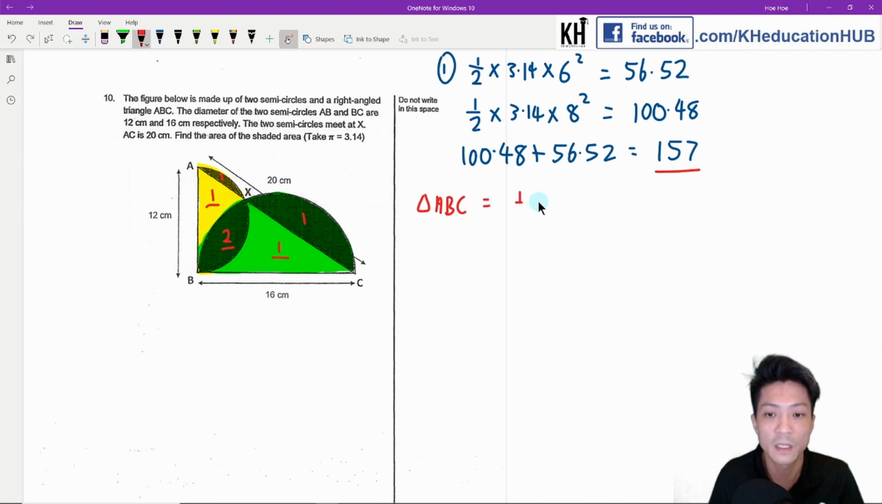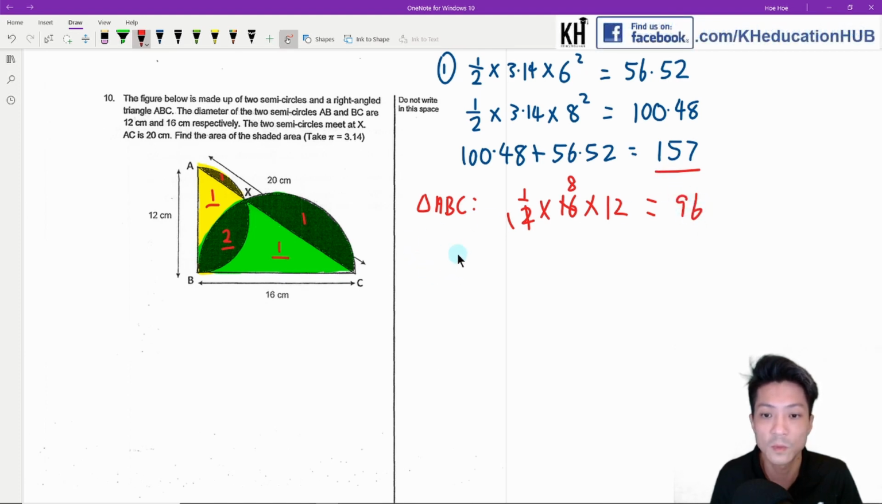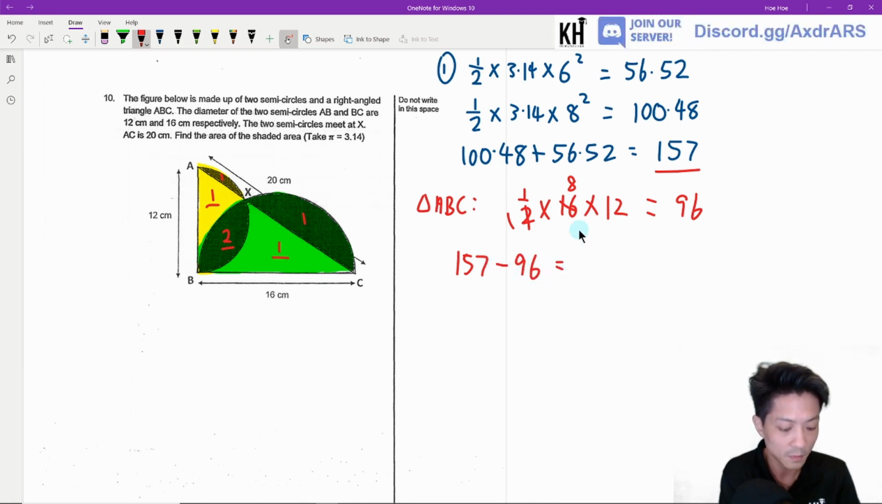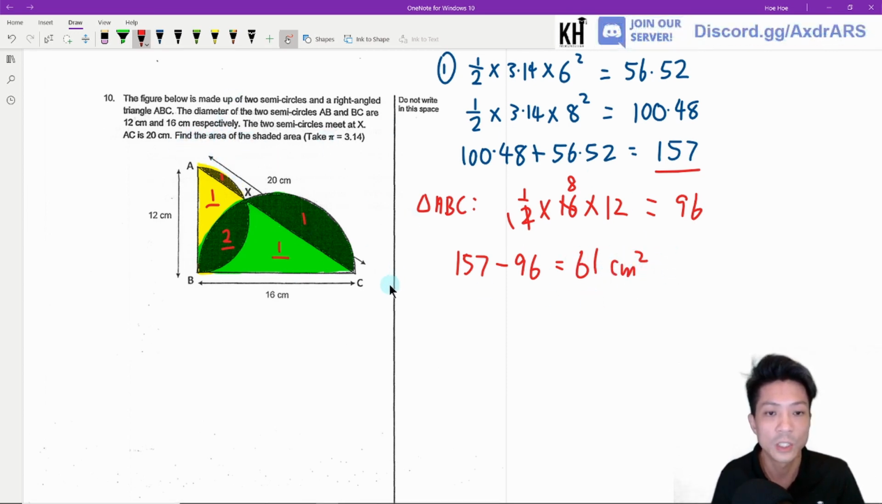That will be half times base times height, which will be 96. So the last step will be to use 157 minus 96, which will give me 61 square cm. So this is the answer for the area of the shaded parts.